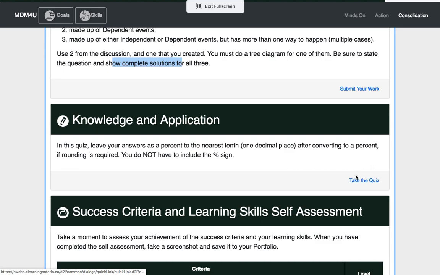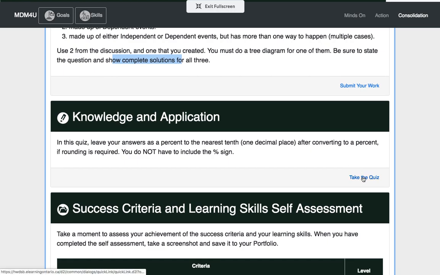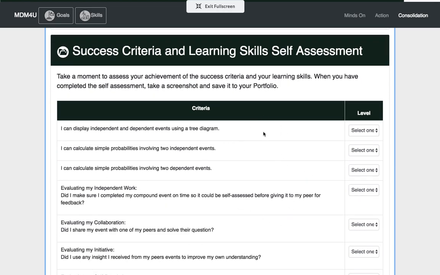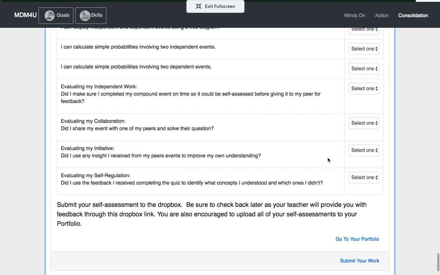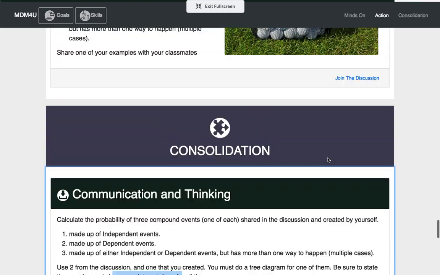And then this is what I was talking about, take the quiz. If you click this, take the quiz, it will go to the quiz for this submodule. If you missed the first two quizzes, that's okay. You just need to go up, like I showed you earlier, under class tools, class math tools, and complete the other two quizzes. And again, take a screenshot of the success criteria and learning skills for self-assessment, and drop that into the Dropbox. Any questions, let me know.